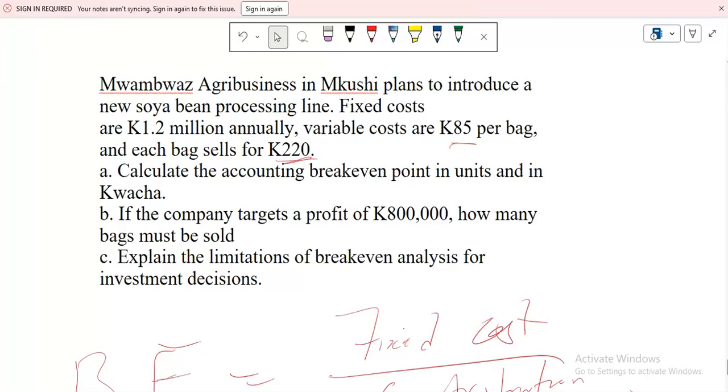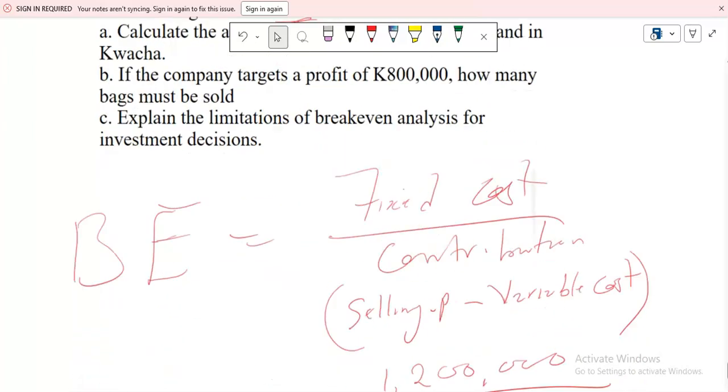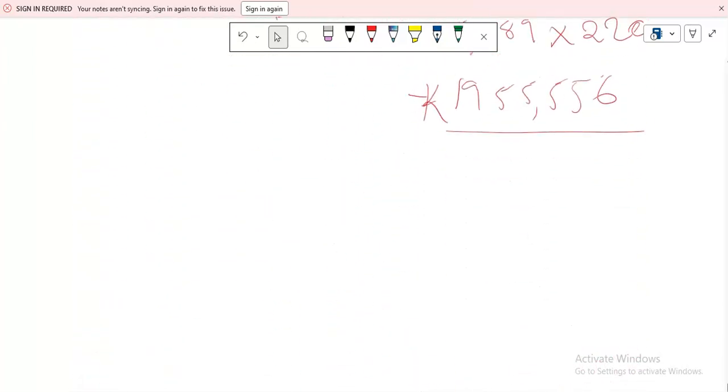The second question reads: if the company targets a profit of 800,000, how many bags must be sold? You've been given a profit of 800,000 and they want us to find how many bags must be sold to meet that particular target. Okay, how do we handle that one? The question is, how do we calculate profit?